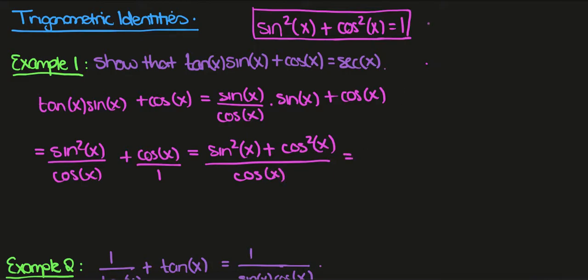But by the Pythagorean identity here, we see that sine squared x plus cos squared x is equal to 1. So we have 1 over cos x, which by definition is sec of x.